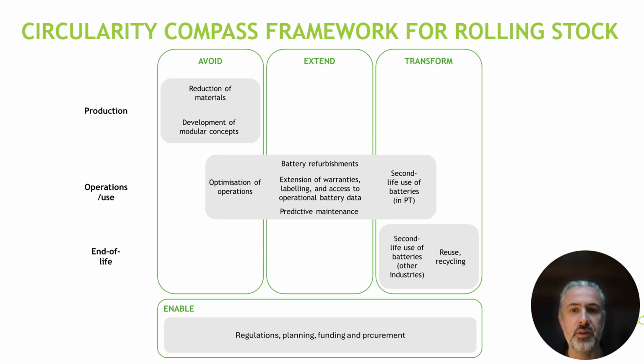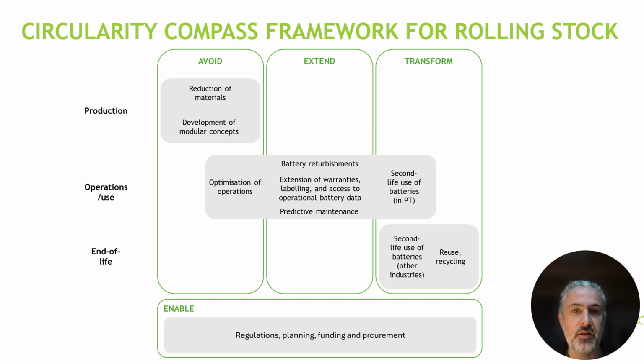Another element to be considered regarding the use phase is related to the optimization of operations through the use of route planning algorithms and eco-driving technologies and behaviors to reduce energy consumption. But the main contribution to the avoid stage concerning rolling stock remains indeed focused on the construction phase. Another important example is represented by the development of modular components for vehicles, reducing lifetime material demand, facilitating easier maintenance, repair, and replacement of parts.